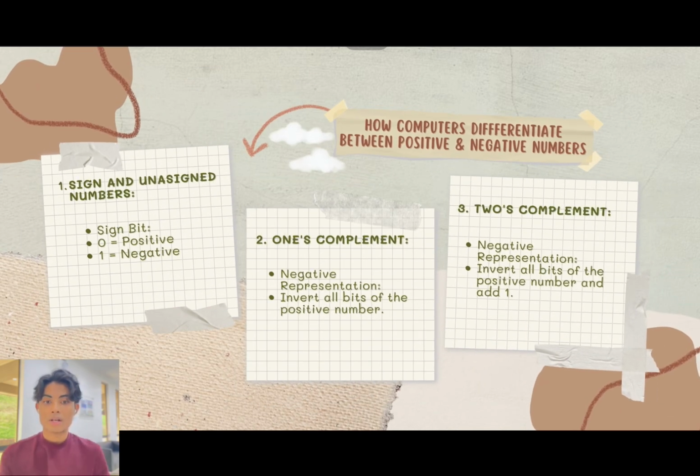So, how do computers differentiate between positive and negative numbers? Number one, signed and unsigned numbers. 0 means positive and 1 means negative. For one's complement, the negative representation will invert all bits of the positive number. And for two's complement, the negative representation is to invert all bits of the positive number and then add 1 to the number.